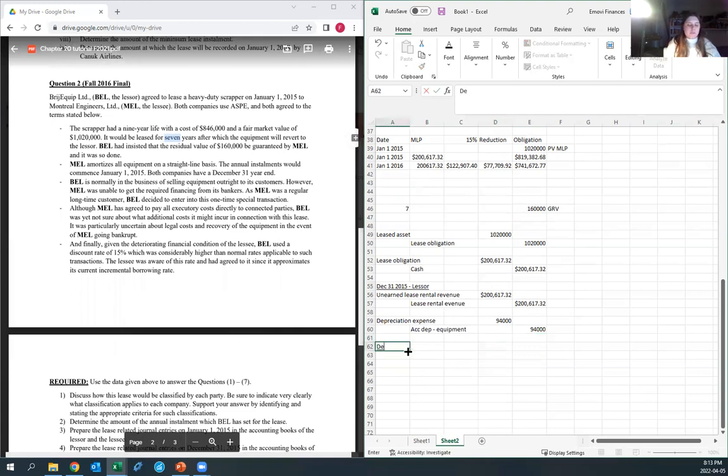For the lessee, they're going to record a depreciation expense and an interest expense because a year has passed on the lease, so they accumulated an interest expense of 15% on the lease contract. So first, the depreciation expense. The amount is the cost of the asset, the 1,020,000, minus the guaranteed residual value of 160,000, divided by the term of the contract, which is 7 years.